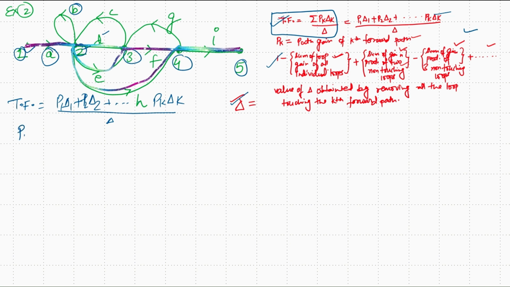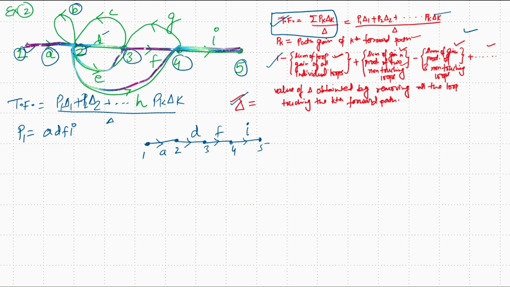Let me represent the path gain of the forward path P1, which goes like this. Let me draw this here: node 1, node 2, node 3, node 4, node 5. The gain between node 1 and 2 is A. Between 2 and 3 is D. Between 3 and 4 is F. And between 4 and 5 is I. So the path gain of forward path 1, P1, is A, D, F into I.